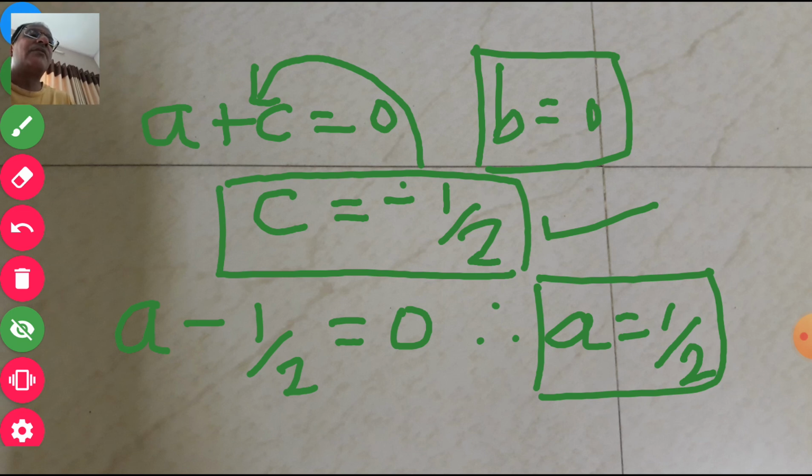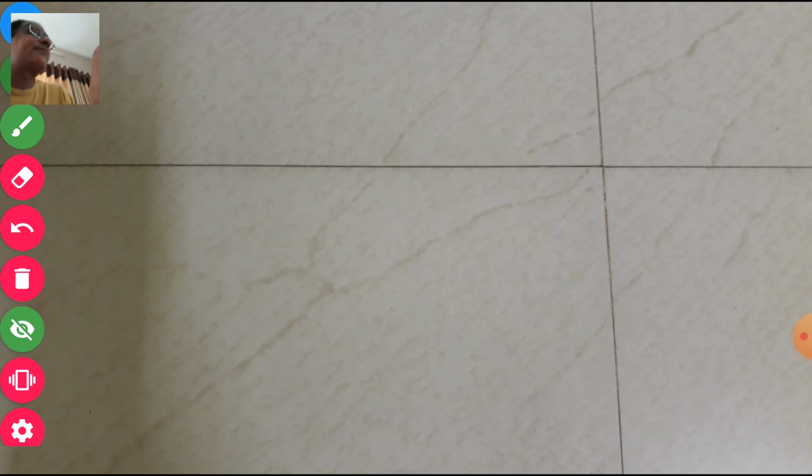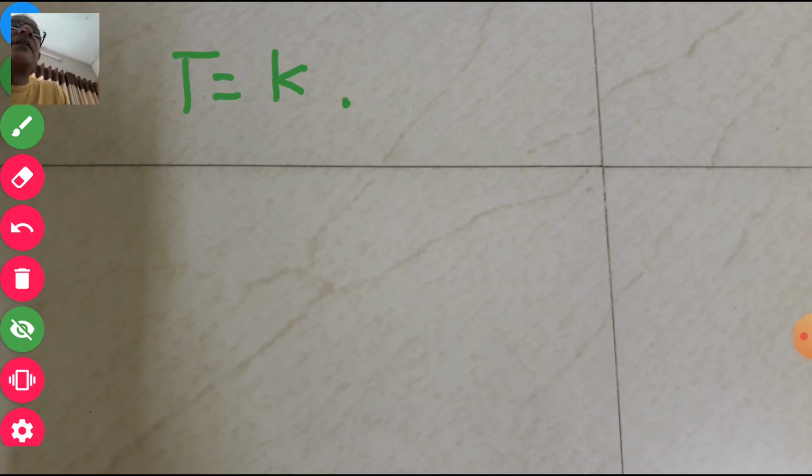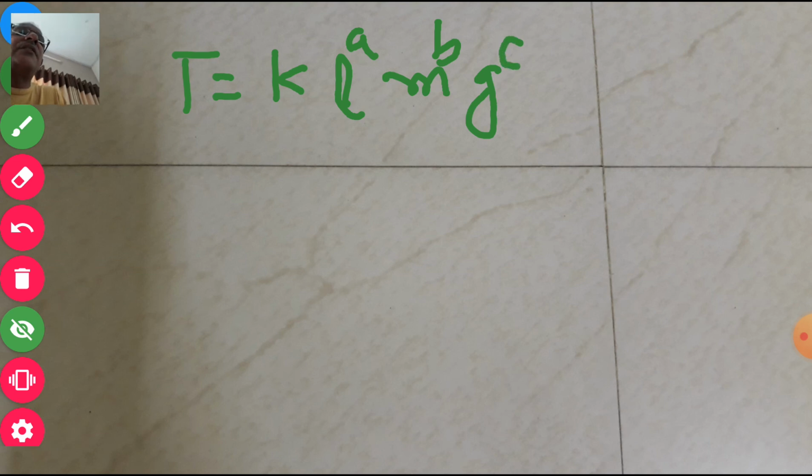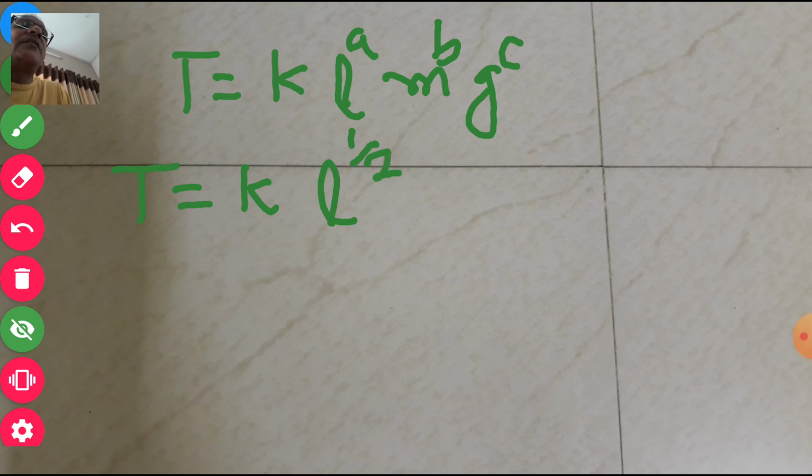Now we go to our original equation which we had written. What was that? T is equal to K L raised to A, M raised to B, and we had written G raised to C. Now place these values of A, B, C which you got. So T is equal to K, a constant number, L raised to A is 1 by 2. B is 0, so M raised to 0 it becomes. Anything raised to 0 is 1. And G raised to minus 1 by 2.